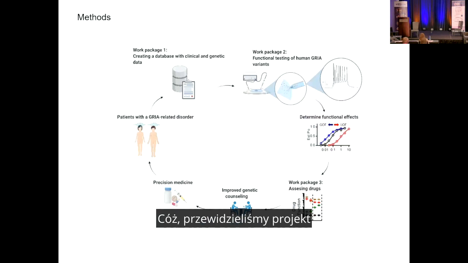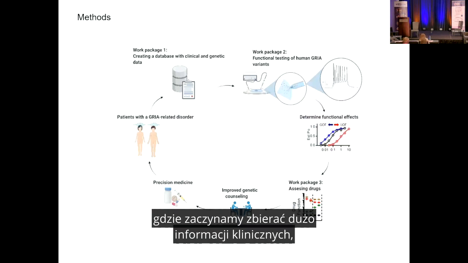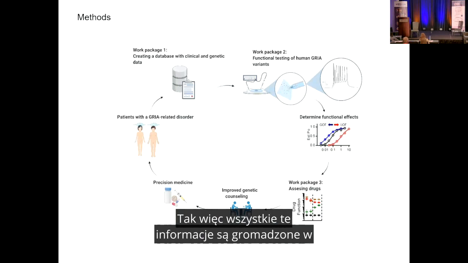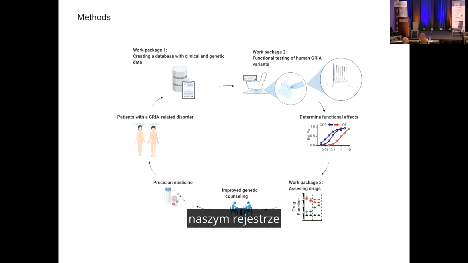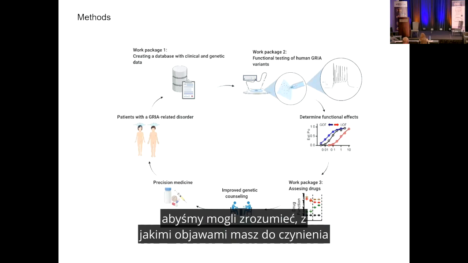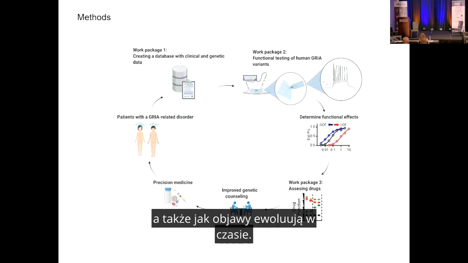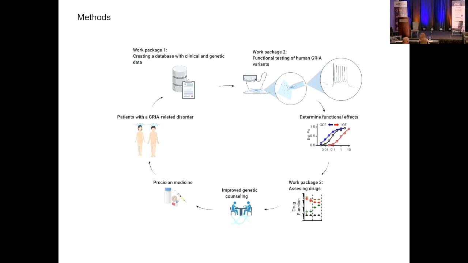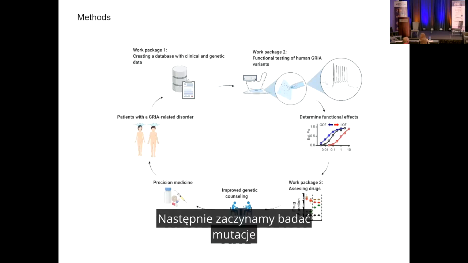Well, we have envisioned a project where we start collecting a lot of clinical information, preferably as much as possible, from patients that have or could have a GRIA-related disorder. So all of this information is collected in our registry so we can understand what kind of symptoms you're facing and also how symptoms evolve over time. Then we start studying the mutations, and we do this here in the lab.